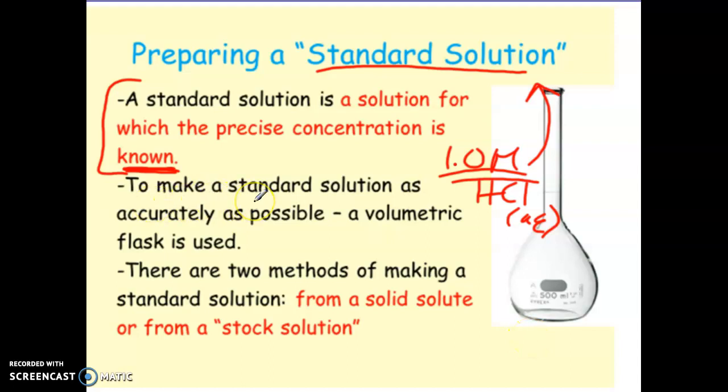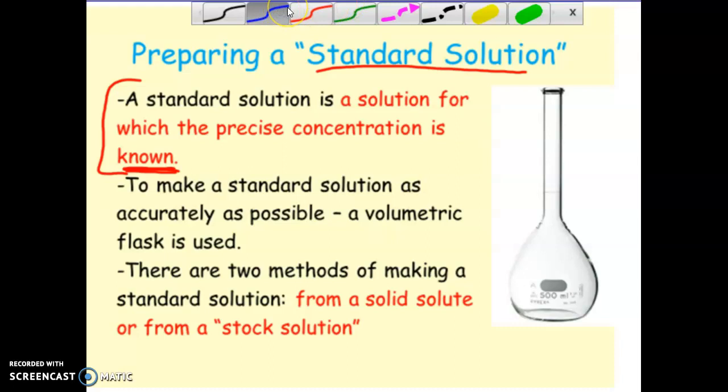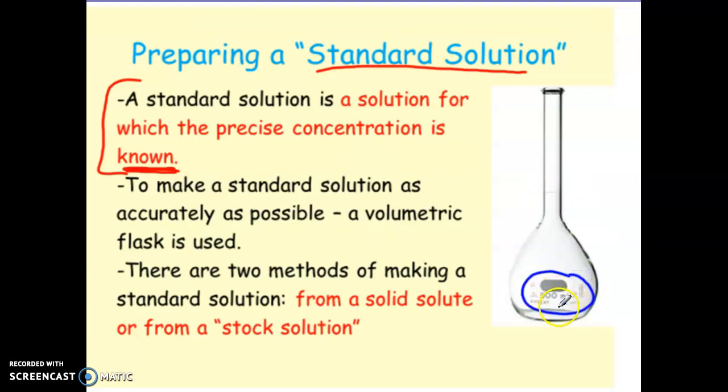To make a standard solution as accurately as possible, we have to use a flask known as a volumetric flask. That's what this picture is showing you. A volumetric flask is a very exact measurement of volume, and it only has one measurement line on it. This line is exactly the point that measures the amount that the flask was built for.